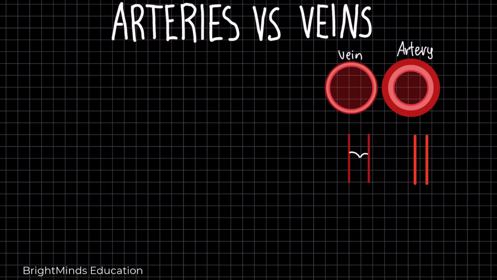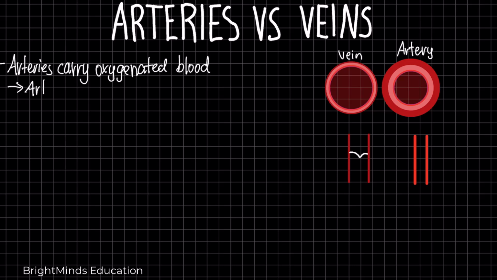So the first difference is that arteries carry oxygenated blood, except for the pulmonary artery, which carries deoxygenated blood to the lungs. Another way to remember this is that arteries carry blood away from the heart. We can remember this because artery starts with an A and away also starts with an A, so that's how we can remember that arteries carry blood away from the heart.